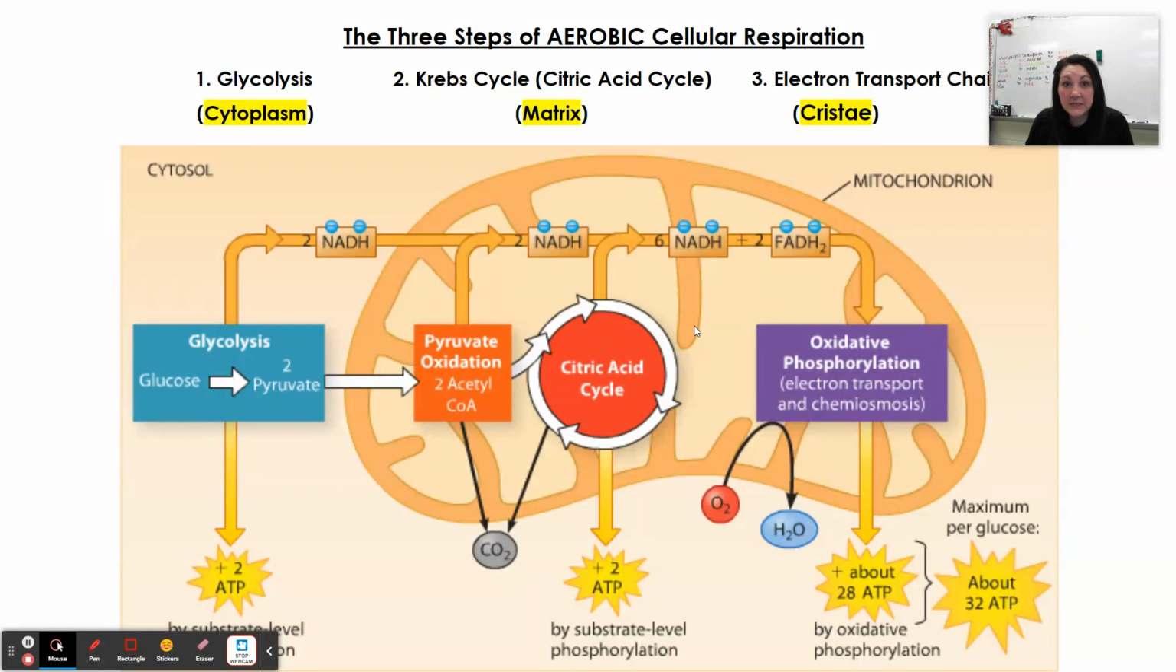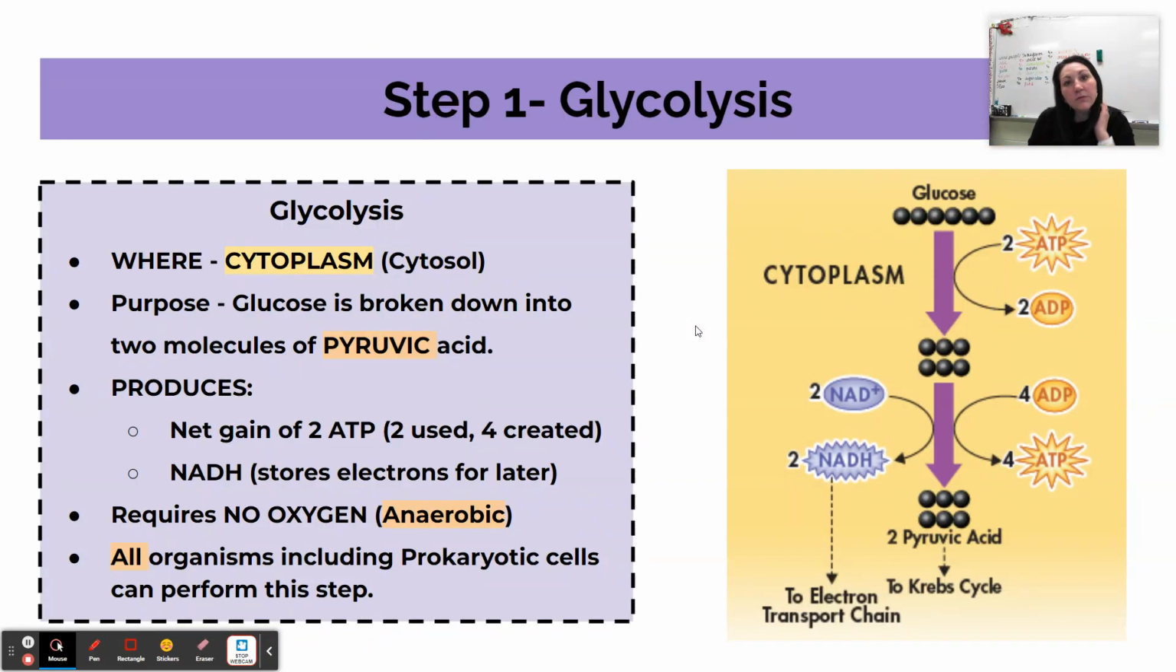So let's see what happens in each step. As a reminder, the first step is glycolysis. This can happen with anaerobic and aerobic respiration because it does not use oxygen. So it's always going to start cellular respiration. And this is going to happen outside of the mitochondria because it doesn't need oxygen. So this is happening in the cytoplasm.